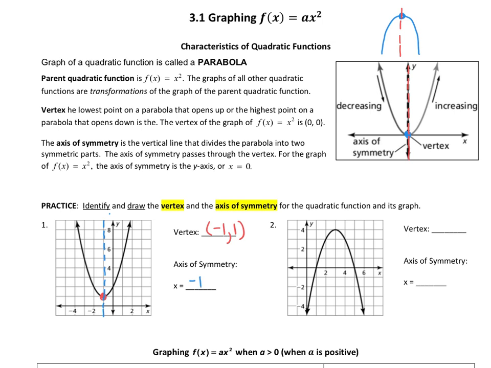For number 2, our vertex will be the highest point in this case. So our vertex is at 3, 4. And the axis of symmetry is the line that goes through the vertex and splits the parabola into two equal parts. So the axis of symmetry is x equals 3.